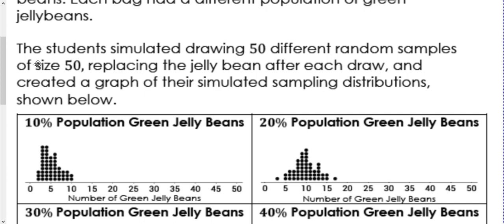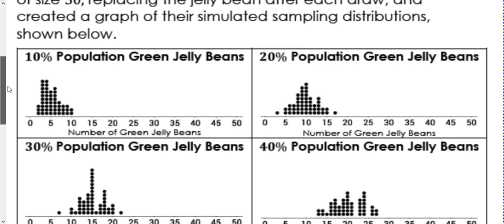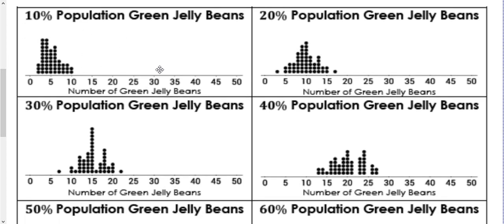Okay, and what we have here is some graphs of how that works. So in a bag that had 10% of green jelly beans, in other words, if there was 50 jelly beans, 5 of them were green. 3 times it looks like they pulled only 2 green jelly beans out. A bunch of times here, it looks like they pulled out 3. A bunch of times they pulled out 4. A bunch of times they pulled out 5. And then over here at the end, only 2 times did they pull 10 green jelly beans out. All right.